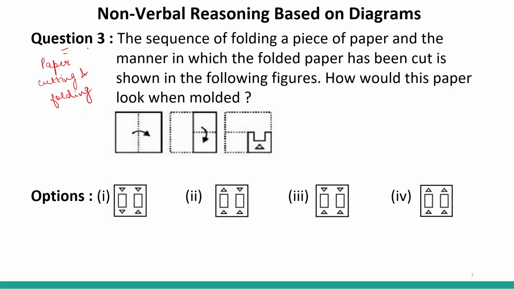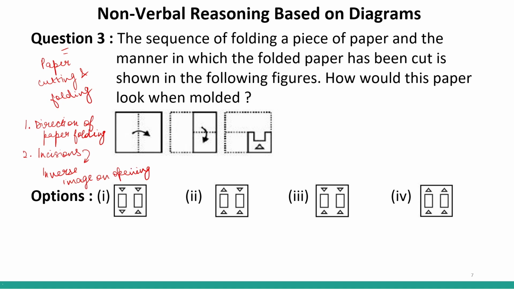In these type of questions, I told you to remember 2 things. First thing was the direction of paper folding. And the second thing to remember was what? It was the incisions, the cut. Incisions always form an inverse image on opening. So these 2 things I told you to remember. Now let us look at this particular question.